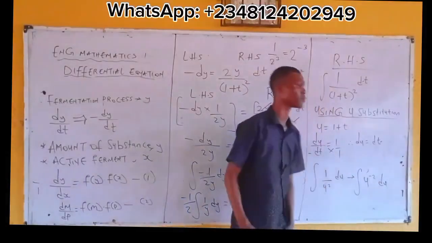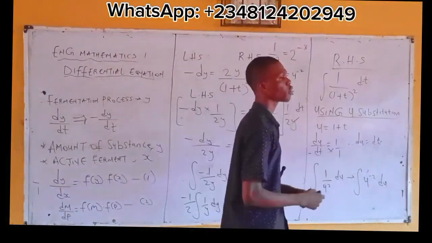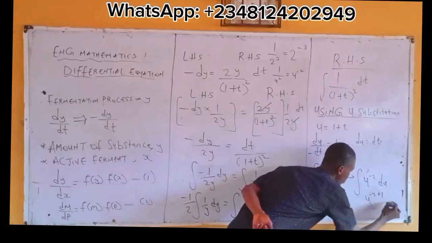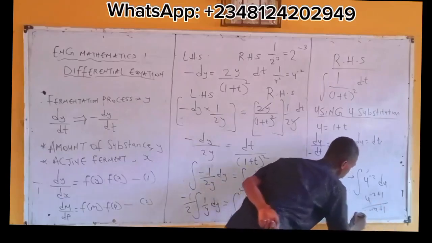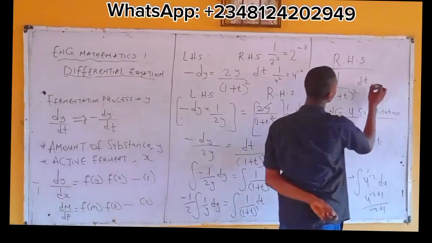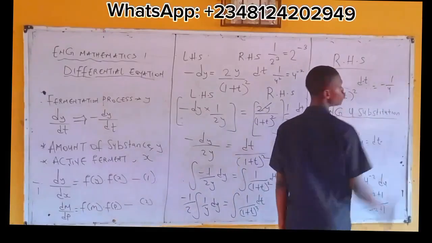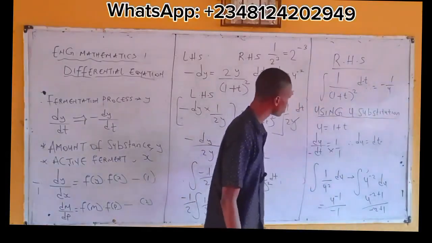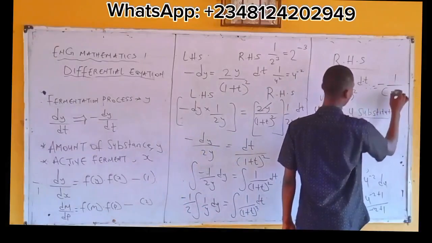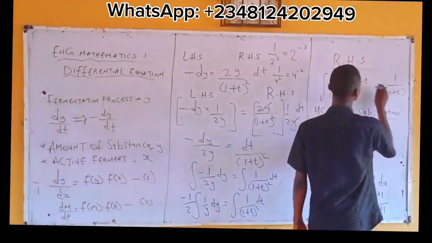Now let's integrate. Add 1 to the power, then divide by what you've added. That becomes u raised to the power of minus 2 plus 1 over minus 2 plus 1, which is equal to u raised to the power of minus 1 divided by minus 1. Therefore, this integral is equal to negative 1 over u. What's u? 1 plus t. Substitute, meaning negative 1 over 1 plus t. Any question? No.